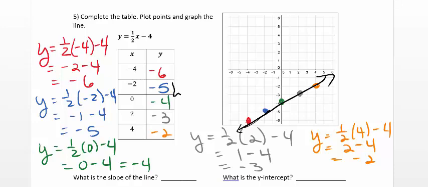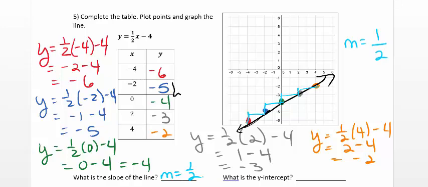Now to find the slope, we can go from this bottom point, we had to go up 1, and then to the right 2, and then up 1 to the right 2, up 1 to the right 2, and it continues with that pattern going from one point to the next. So our slope is 1/2.